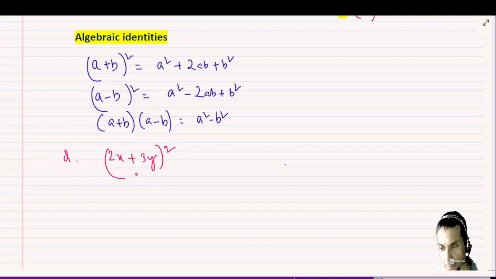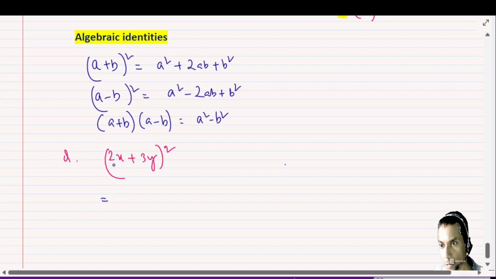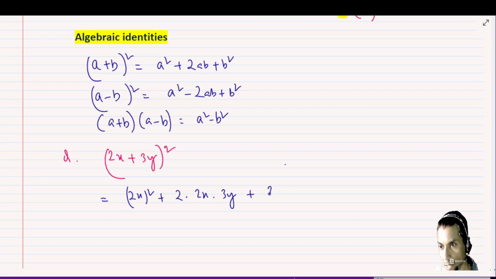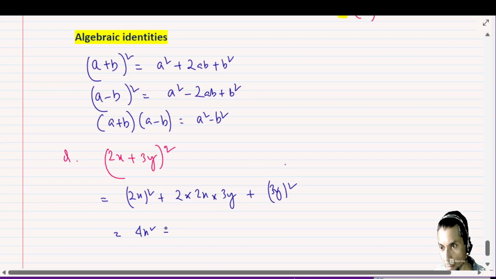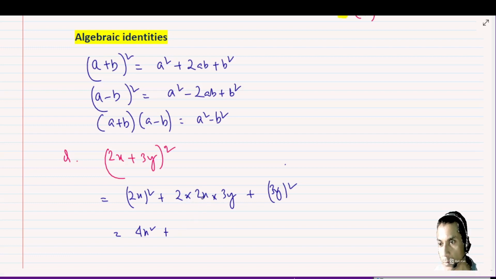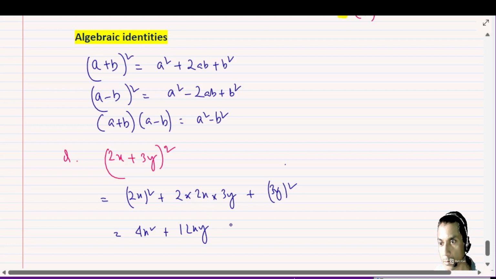Okay, clear? So the answer will be, you apply (a plus b) whole square: (2x) square plus 2 into 2x into 3y plus (3y) whole square. We apply the first formula, a square plus 2ab plus b square. The multiply sign is also fine. So 4x square plus 2 times 2 times 3 is 12xy.